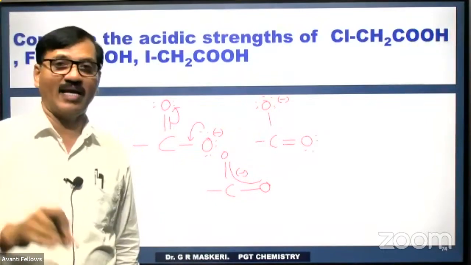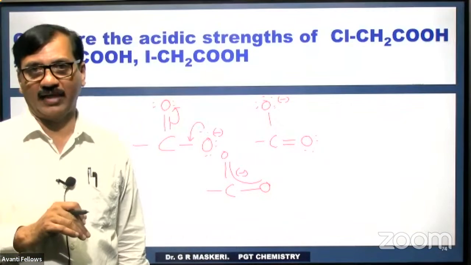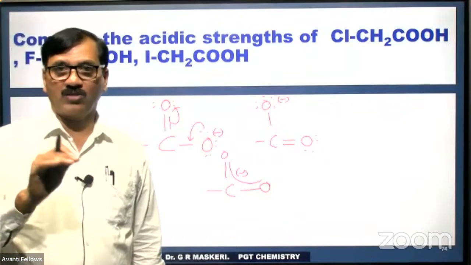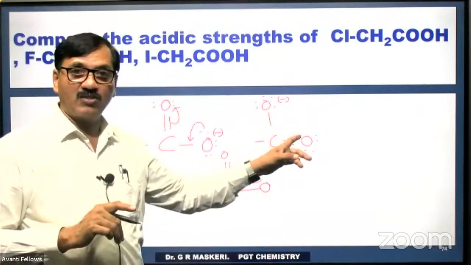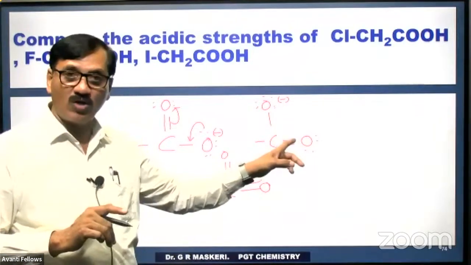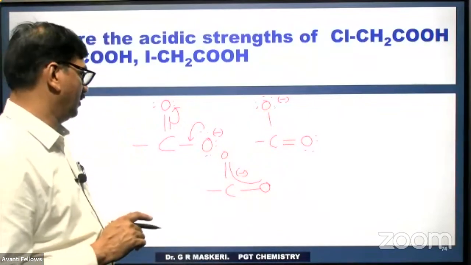Why are carboxylic acids stronger acids than phenols? This is the answer. Carboxylic acid is the stronger acid because in the carboxylate ion the negative charge is on the oxygen, which is more electronegative.